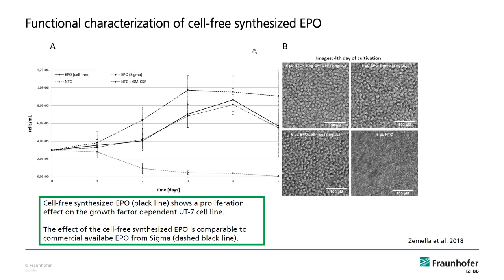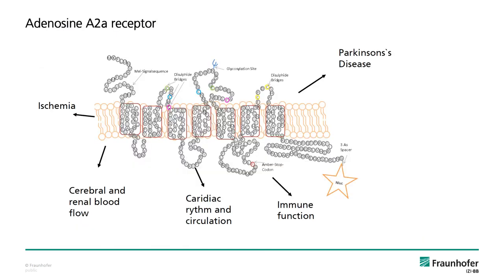As I mentioned in the beginning, we are focusing as well on membrane proteins, and one large category that is really interesting are GPCRs. And one famous GPCR, the adenosine A2A receptor, because this receptor is involved in diseases such as Parkinson's disease. It controls the immune function, and it is involved in the cardiac rhythm and circulation. Our goal was here to see if the proteins that are synthesized in our cell-free system show similar behavior to the proteins that are synthesized in a living cell.